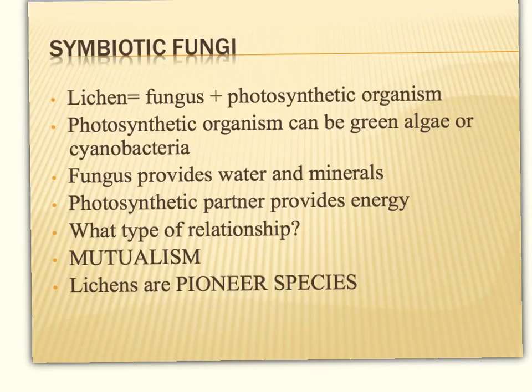And then we have some symbiotic fungi like lichen. Lichen is a fungus plus some kind of photosynthetic organism like algae or cyanobacteria. The fungus provides water and minerals, and the photosynthetic partner gives them energy that they get from photosynthesis. Since they're both benefiting, this is mutualism. And remember from our ecology that lichens are pioneer species, meaning that they are the first to arrive in an area because they can live without soil.